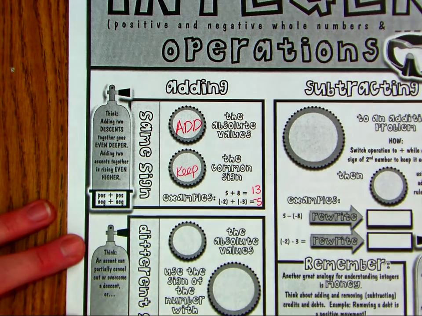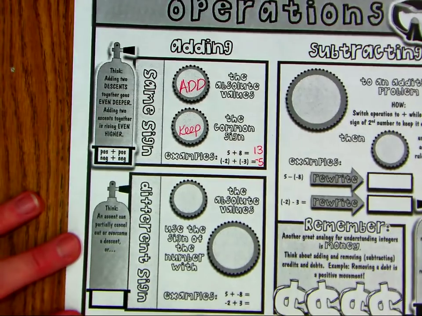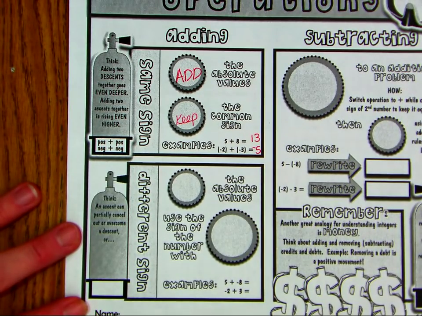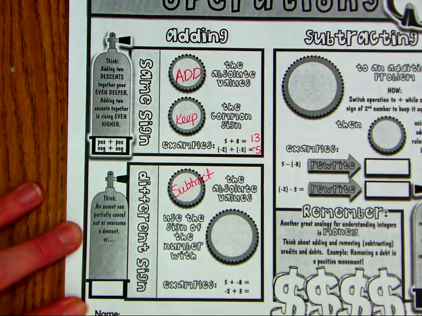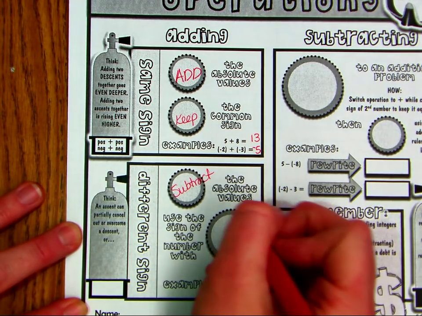Okay. All right. Different sign. We have different signs this time. If we have different signs, you're going to subtract absolute values and use the sign of the number with the higher absolute value.